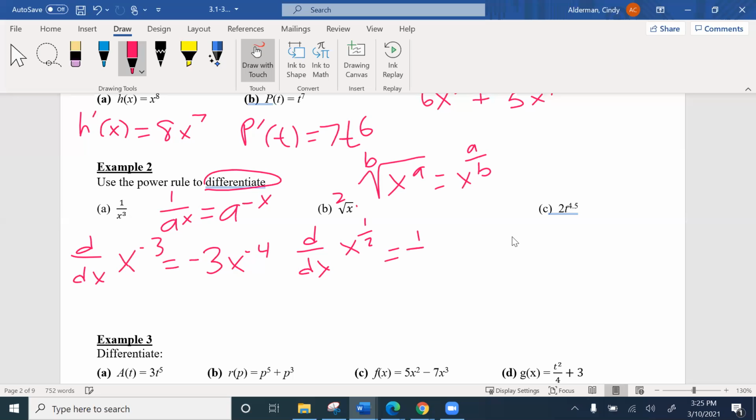So we're going to move the 1/2 in front, x, and we're going to subtract 1 from 1/2, which would give us a negative 1/2. Now, we don't want negative exponents in the final answer, okay? So we're going to rewrite this using algebra. It's 1 over 2x to the positive 1/2 power, right? And then that can be written as 1 over 2 times the square root of x.